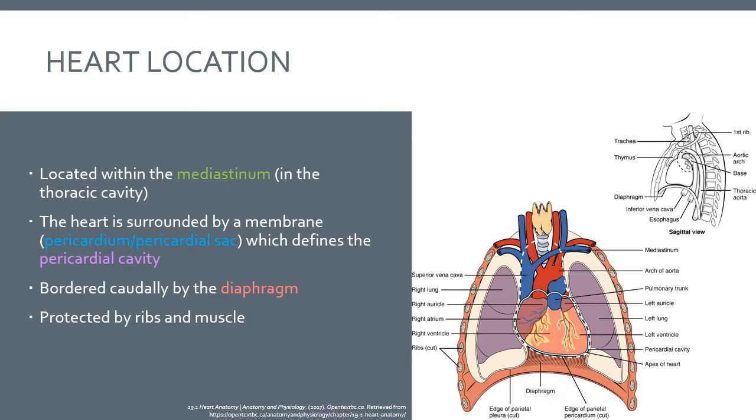Now, on the lower end, the caudal end, the bottom of the heart is bordered by the diaphragm, which we covered last week. And then, of course, there are ribs and muscles that surround the heart that help to cushion and protect it.